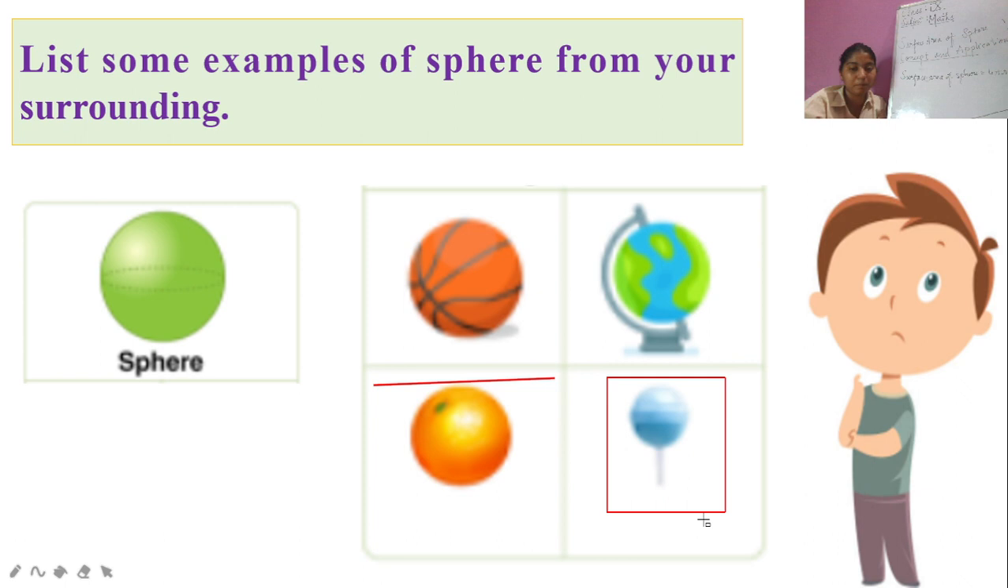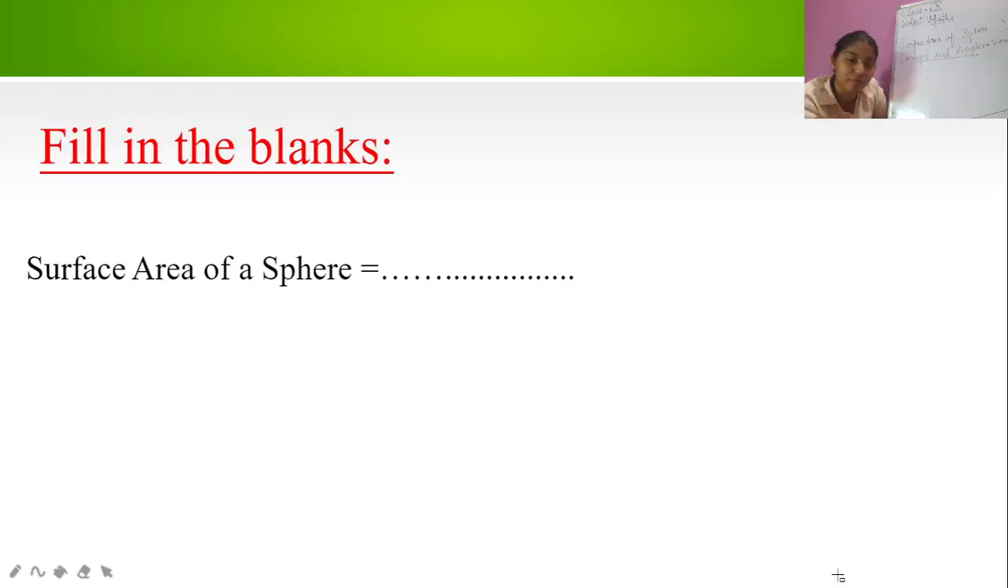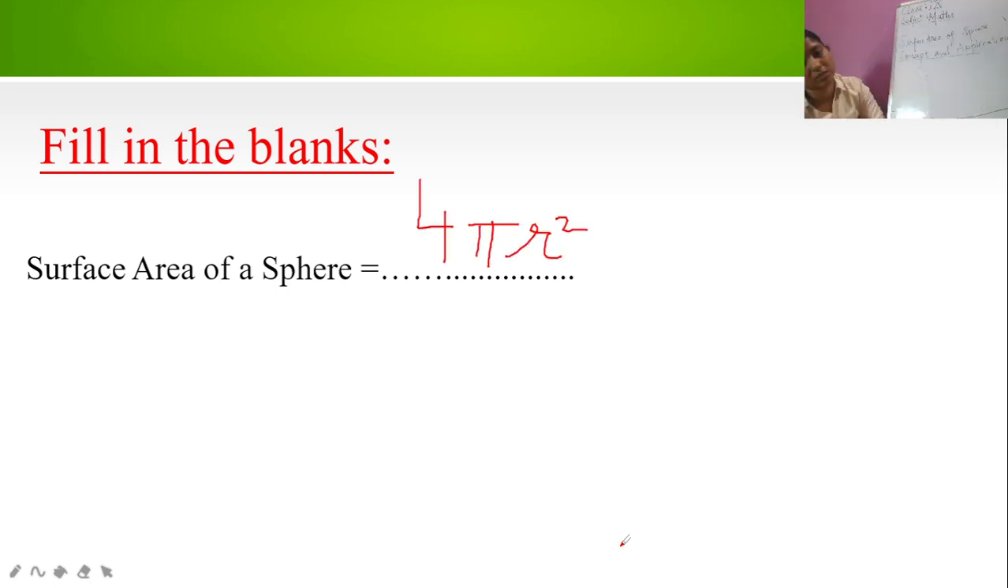Now students, you have to fill in the blanks. The surface area of a sphere is dash. So write down your answer in the comment box, then we will proceed to the next question. So I guess students, you have done your work, very good. So let me discuss what that surface area is. The surface area of a sphere is 4 pi r square.